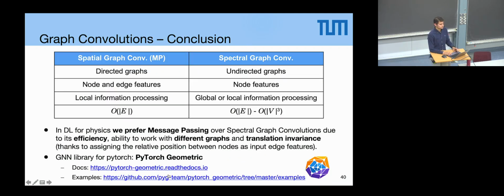Any questions? Okay. So now we have finished with this, and we can have a look at spatial graph convolutions, or message passing, versus the spectral graph convolutions. In this table, I'm listing some of the differences that we should take into account. So spectral graph convolutions only work with undirected graphs. If we have a directed graph, then we will be using message passing.